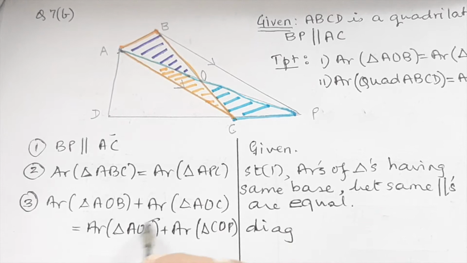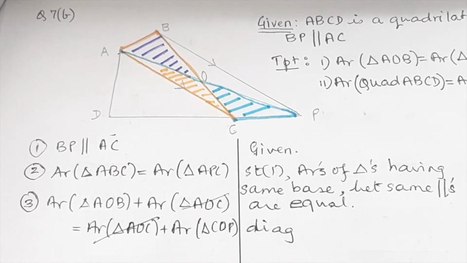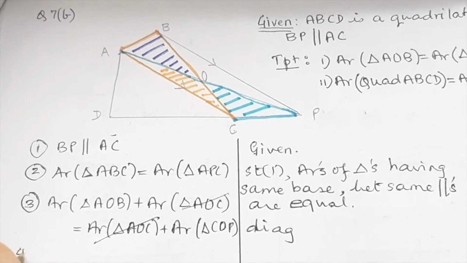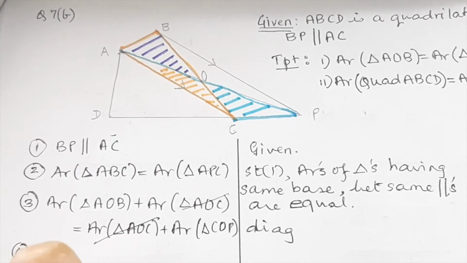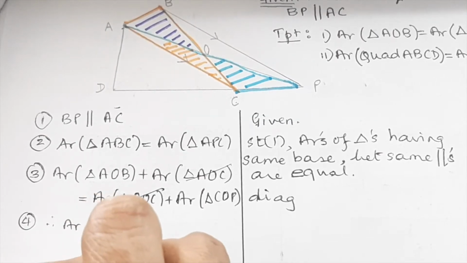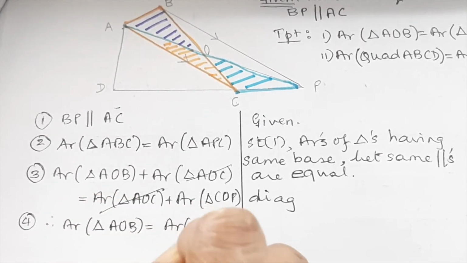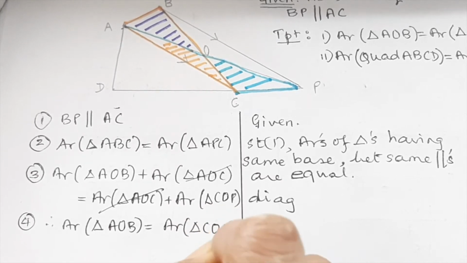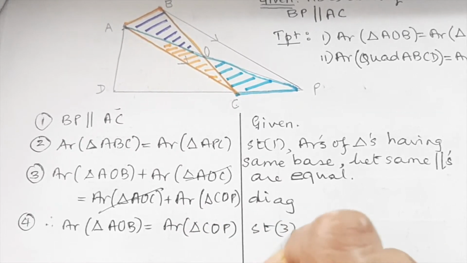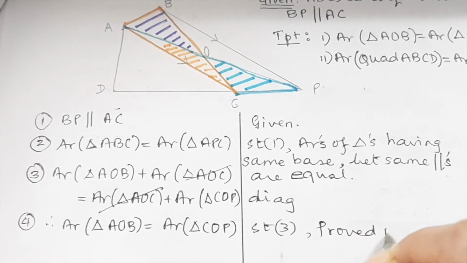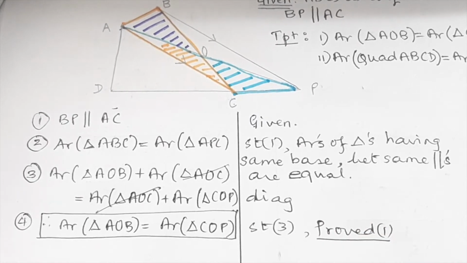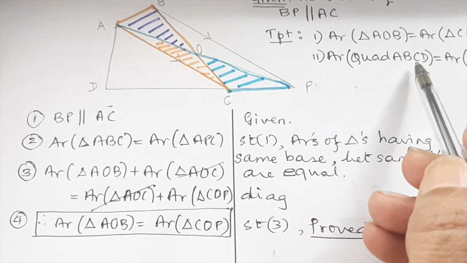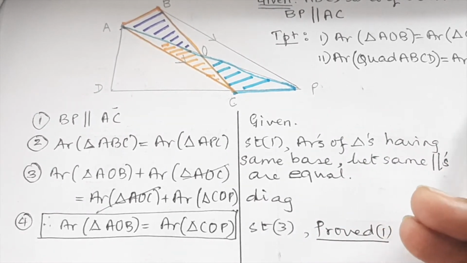Now you will see AOC from both sides, both the triangles will get cancelled, and then the fourth one will have, therefore, area triangle AOB is equal to area triangle COP. This will be from statement 3 and proved the first part. Got that? Now next part, they are asking us area of quadrilateral ABCD equal to ABP.